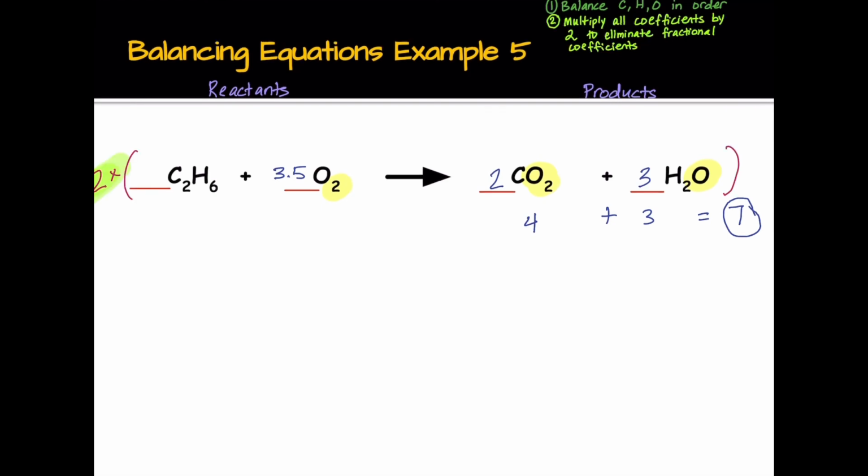When we multiply everything by 2, then our coefficients are 2 times 1 is 2 for the hydrocarbon, and then 2 times 3.5 becomes 7. 2 times 2 becomes 4 carbon dioxides, and 2 times 3 becomes 6 waters. So our sequence of coefficients to balance this chemical equation is 2, 7, 4, 6.